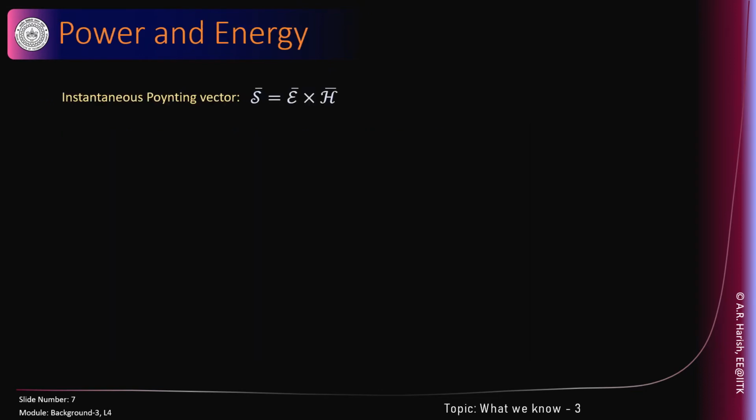Now we can talk about power and energy in phasor notation. What is the instantaneous Poynting vector? If you go back to the previous lecture, it is S is equal to E cross H. All are script notation because it is a time varying quantity. Now, if we represent these time varying quantities in terms of phasors, we can write E and H as real part of E e to the power of j omega t and real part of H e to the power of j omega t. Notice real part of A times real part of B is not real part of A times B. It doesn't work like that.